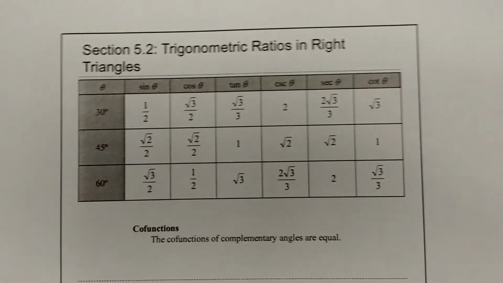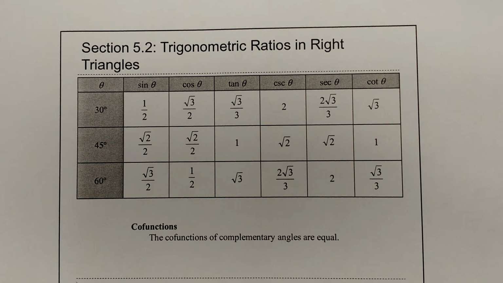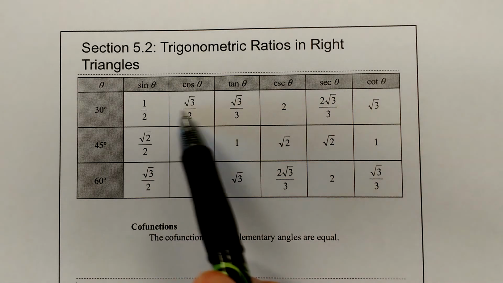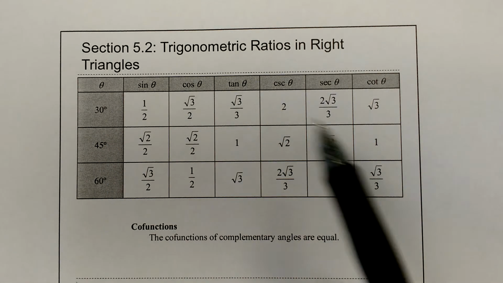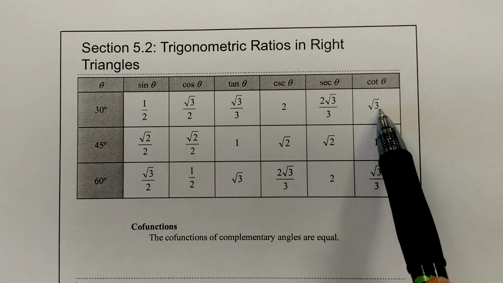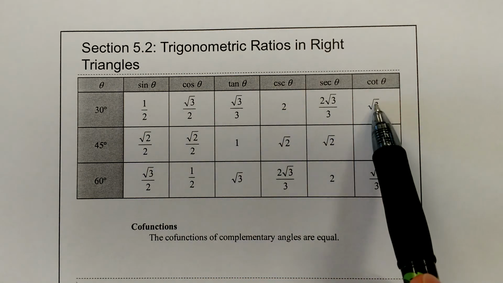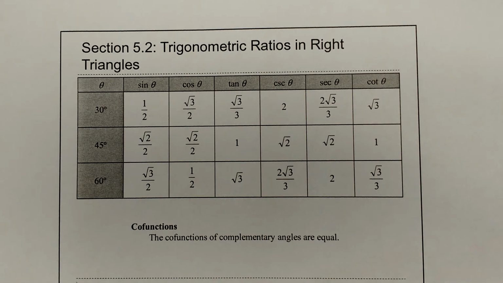The last thing here is there's some common angles that you see a lot, 30, 45, and 60, and then the values of the sine, cosine, tangent, and then the reciprocal functions for each of those values. Also down here, cofunctions, so like sine and cosine, tangent and cotangent, secant and cosecant. Complementary angles add to 90, so what this says is that the cofunctions of complementary angles are equal. So that means that the sine of 30, for example, is equal to the cosine of 60. The cofunctions and these angles are complementary.